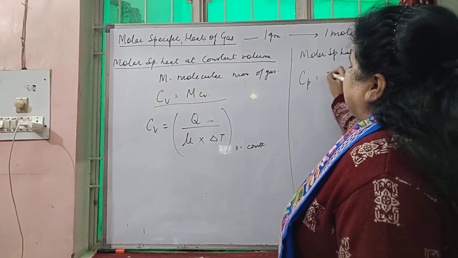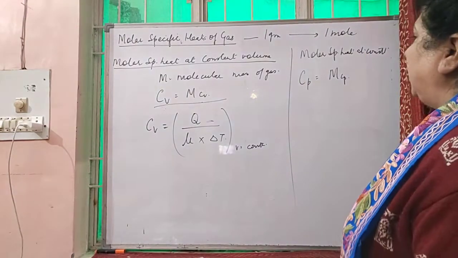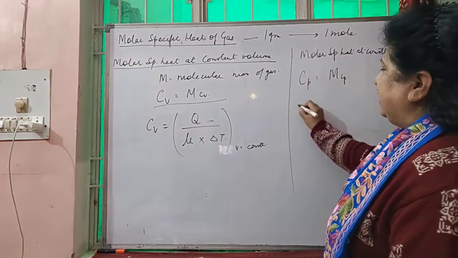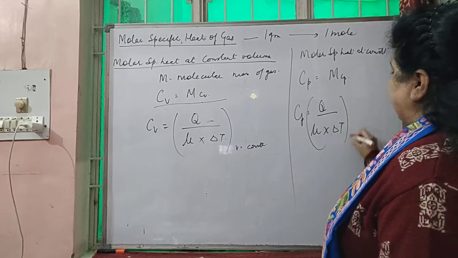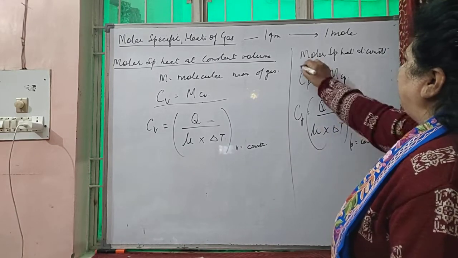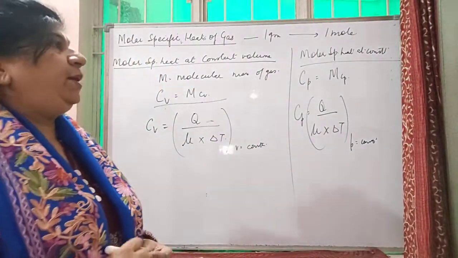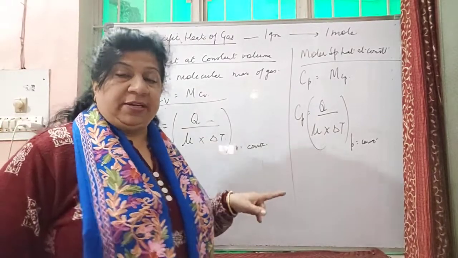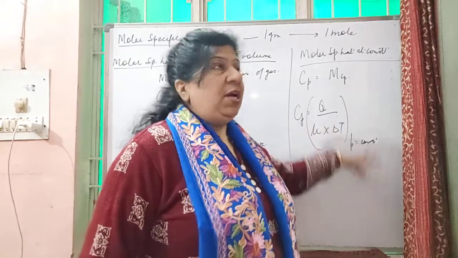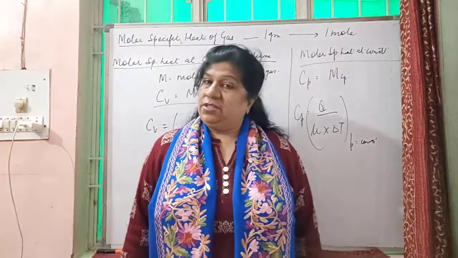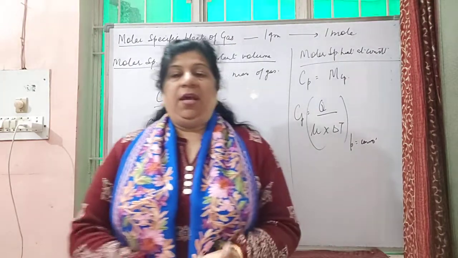When we are talking about molar specific heat at constant pressure, this is the same. Capital CP is equal to M small cp, and the same equation will be Q upon mu delta T at constant pressure. This will be the molar specific heat at constant pressure. Defining it, the amount of heat required by 1 mole of gas to increase its temperature through 1 degree centigrade or 1 Kelvin at constant pressure is called molar specific heat of gas at constant pressure. The definitions I will send you, and I have explained this to you. If you have any query, you can ask.